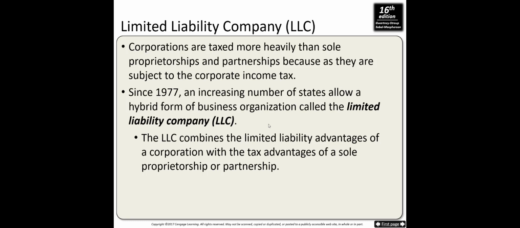Since 1977, an increasing number of states allow a hybrid form of business organization called the limited liability company. So the LLC combines the limited liability advantages of a corporation with the tax advantages of a sole proprietorship and partnership. In proprietorship and partnership, you just pay the income tax from the profit. There's no double taxing.